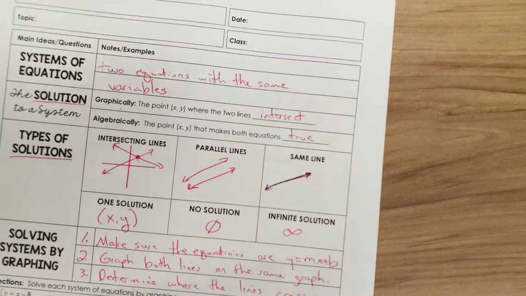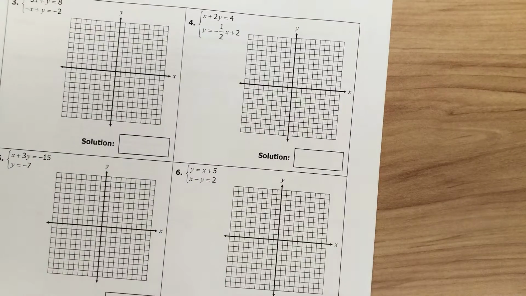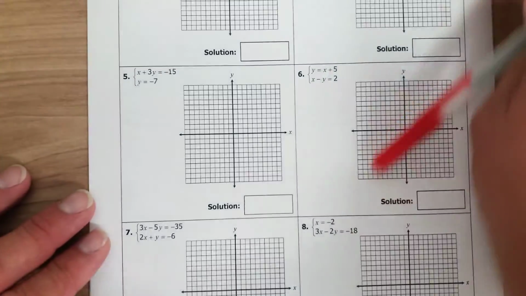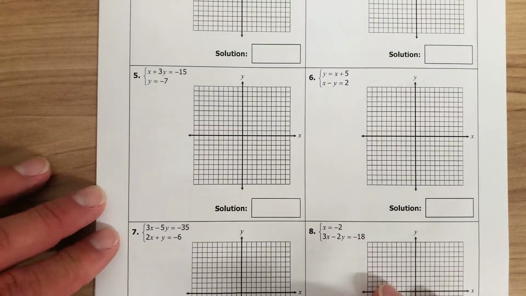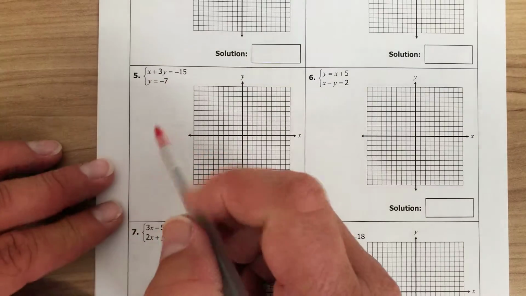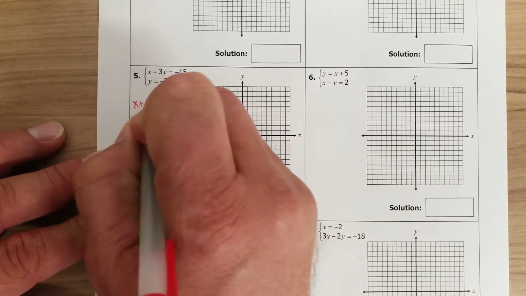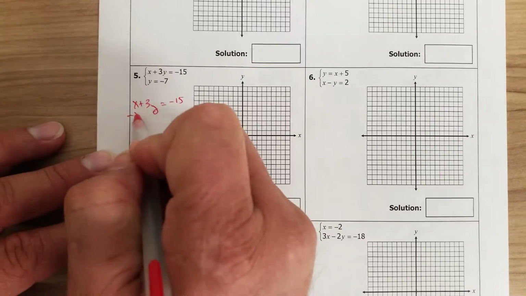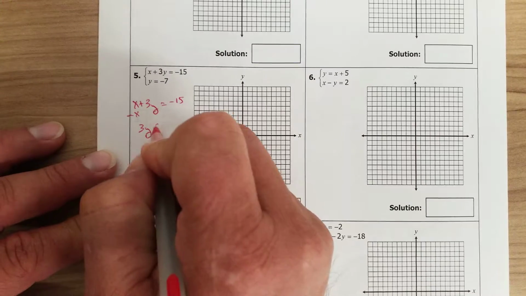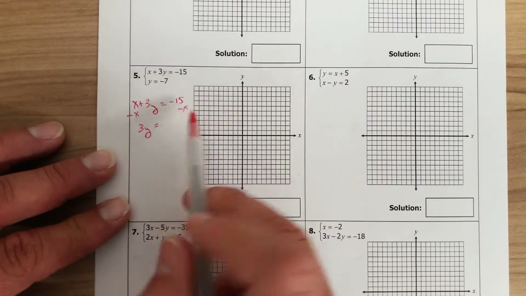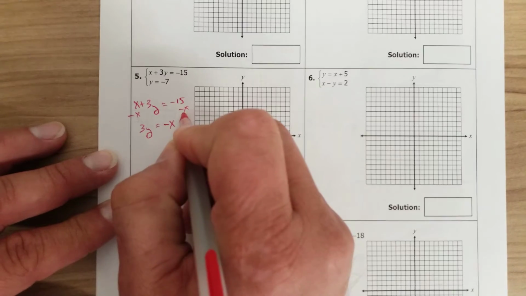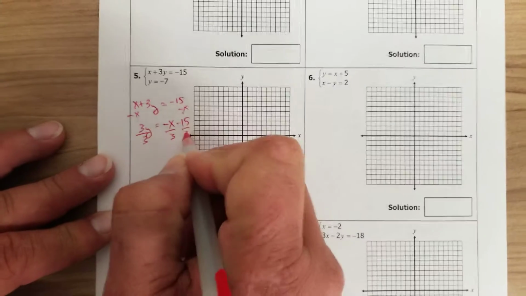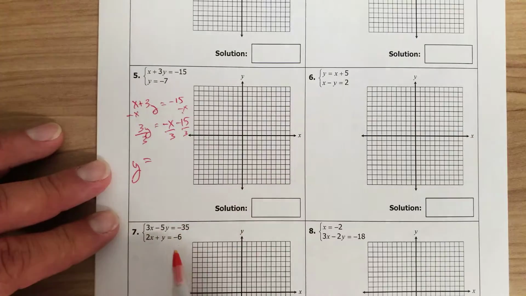Okay, now, if they are not in slope-intercept form, you need to fix it. Let's look at this number 5 here. For this first one, x plus 3y equals negative 15. It's not in slope-intercept form because y is not by itself. So I'm going to take away the x from both sides. And when I take away x here, I can't combine those. I'm going to put the x first, negative x, and then minus 15. And then divide by 3. And now I have y by itself.